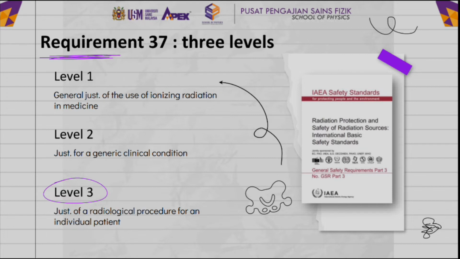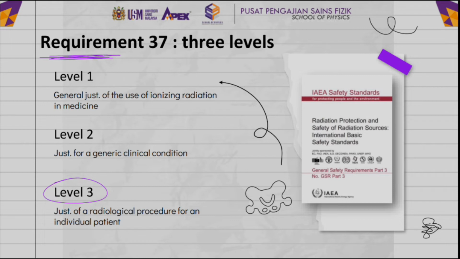Requirement 37 is the justification of medical exposures: the relevant parties shall ensure that medical exposures are justified. There are three levels in this requirement. Level 1 is the general justification of the use of ionizing radiation in medicine. At this first and most general level, it is accepted that the proper use of radiation in medicine does more good than harm to society. And level 2, justification for a generic clinical condition.